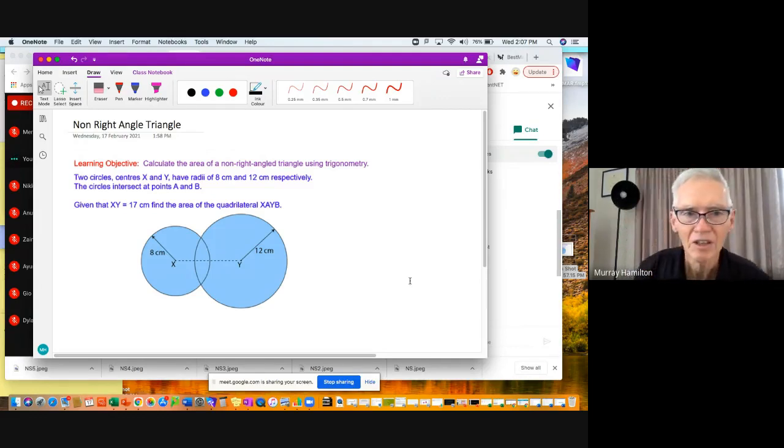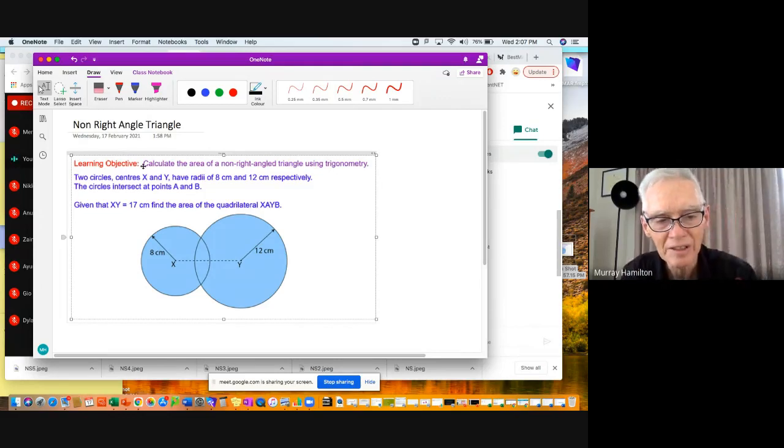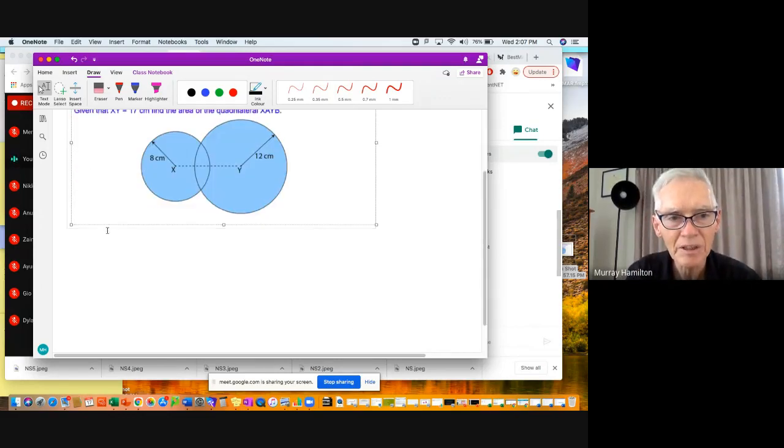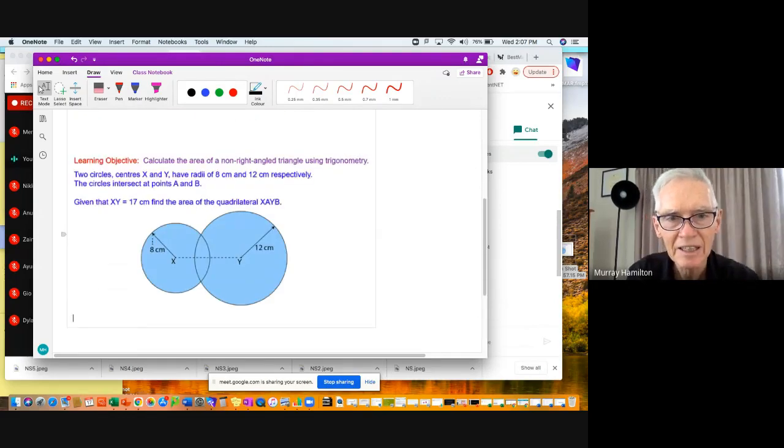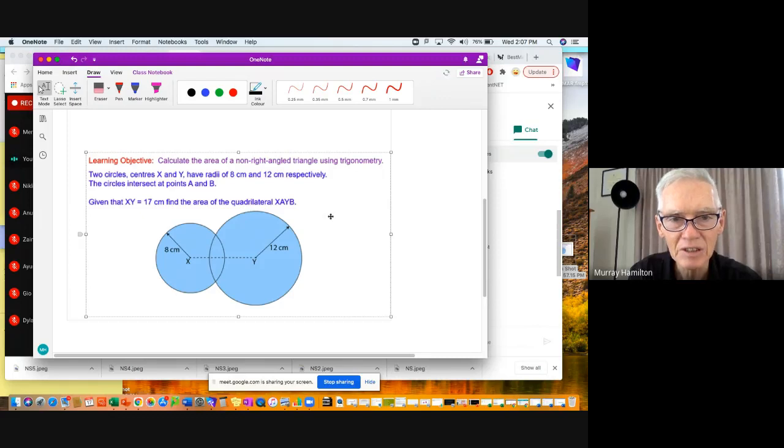Right. So we're doing non-right angle trigonometry. And you're going to actually get something like this. Calculate the area of a non-right angle triangle using trigonometry. Well, first of all, I'm going to copy that and paste it down here, and we're going to draw on it. As we draw on it, we're going to come back, because at the moment I can't see any triangles.